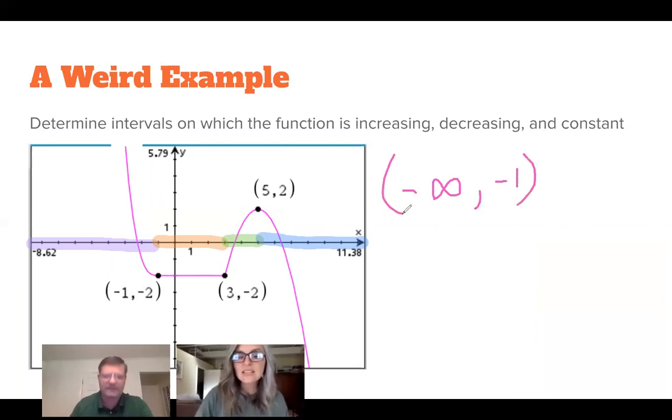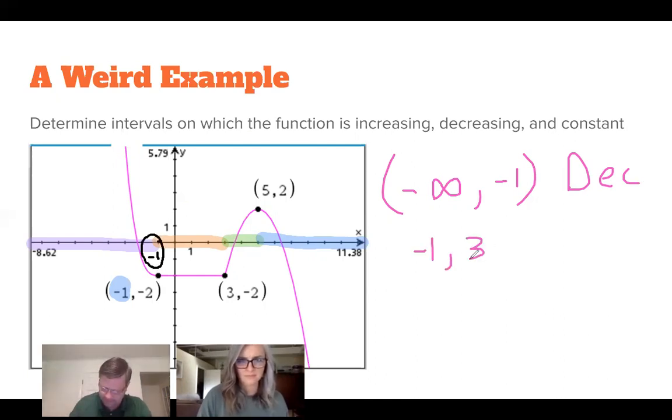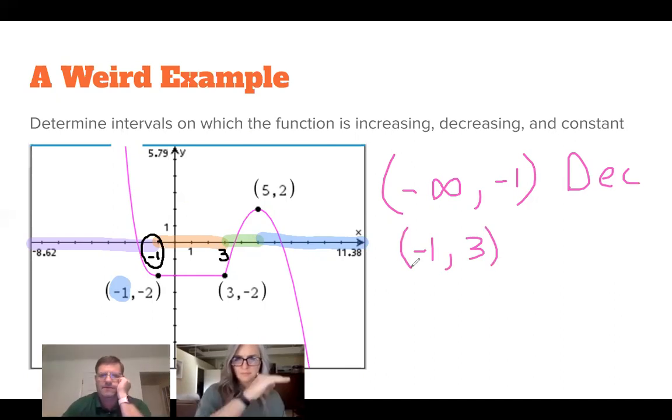Notice he's pulling the x value, not the y value, so be careful with that. Look at the x-axis. And I said that's going down, so I'm going to say that one is decreasing. Now we're going to look at what she highlighted in orange. That is negative 1 to, what is it, 3 on the x-axis? What's happening on that one? What happened to the graph then? It's flat, so it's constant.